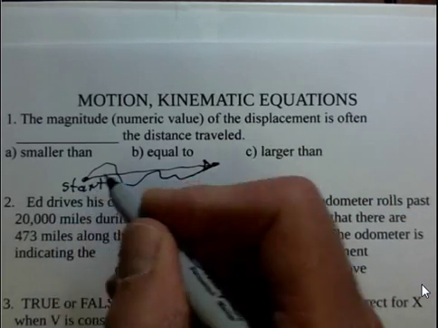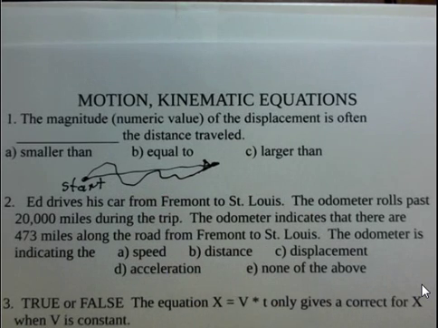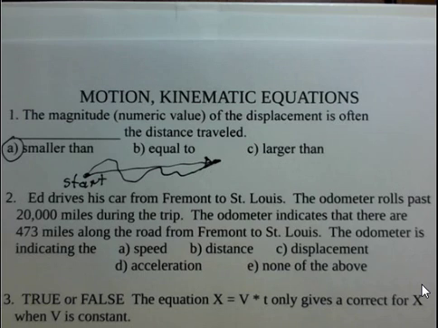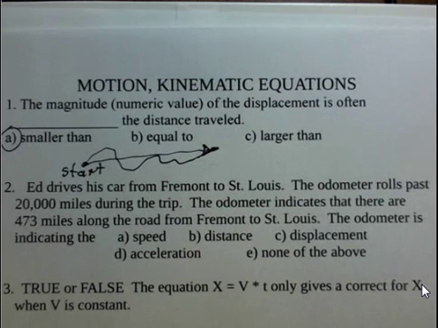So what do you think? The magnitude, not the direction. Distance doesn't have a direction, but what about the magnitude of the displacement? This straight line compared to going around all the curves. And hopefully you say smaller than. Usually displacement will be smaller than the distance traveled.